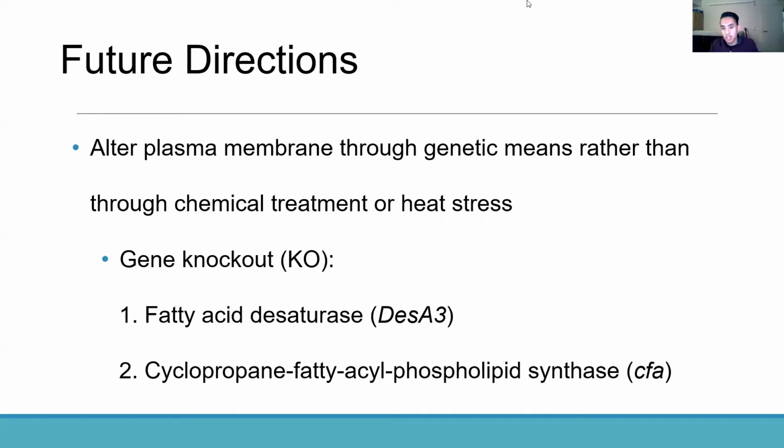CFA is a cyclopropane fatty acyl phospholipid synthase, which acts on the double bond in unsaturated fatty acids to create a cyclopropane derivative within the acyl chain. So it becomes a cyclopropanated fatty acid. This would make the plasma membrane more rigid. The goal is to see how inositol acylation of PIMs would be affected after knocking out these genes to alter membrane fluidity.